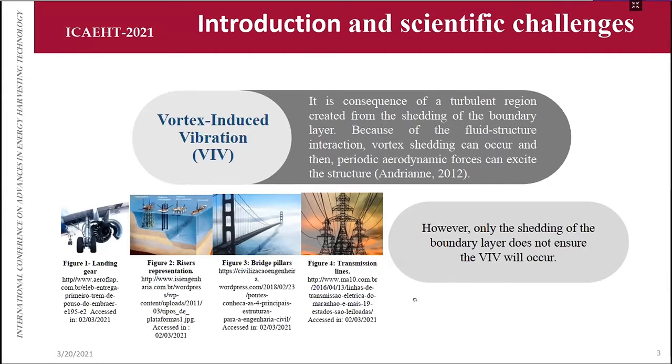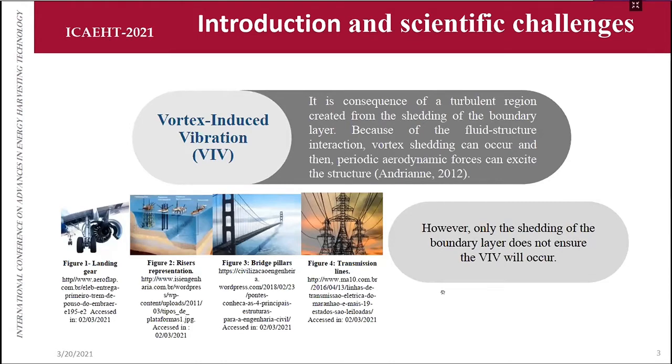pillars, and transmission lines. So, modeling some phenomena that can occur in the structures, for example, the vortex-induced vibration, becomes important both to prevent and control those vibrations. It can be done by a mechanical electrical conversion, for example, powering monitor sensors and reducing the amplitude of oscillation. The VIV is a consequence of a turbulence region created from the shedding of the boundary layer. However, the shedding of this boundary layer alone does not guarantee that the VIV will occur.